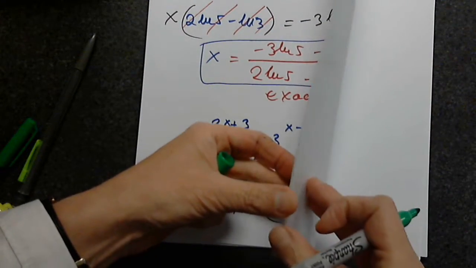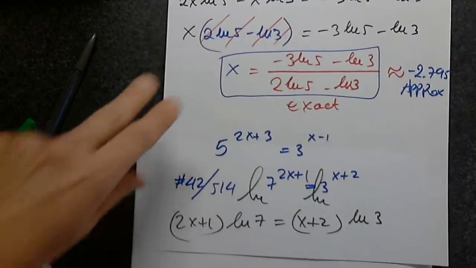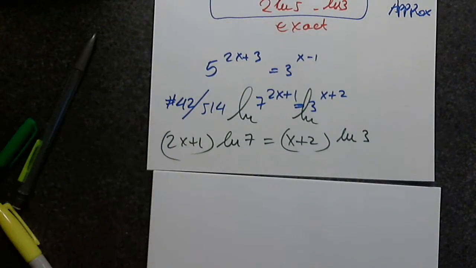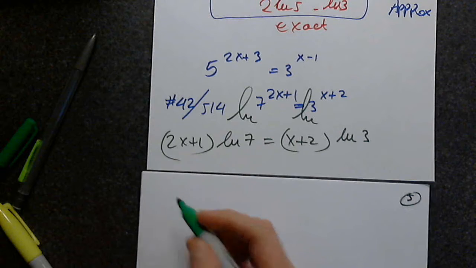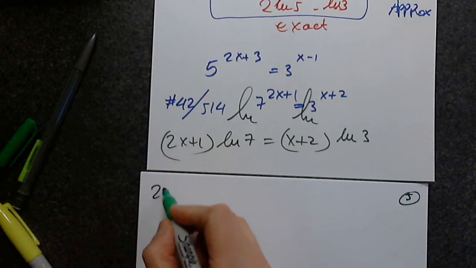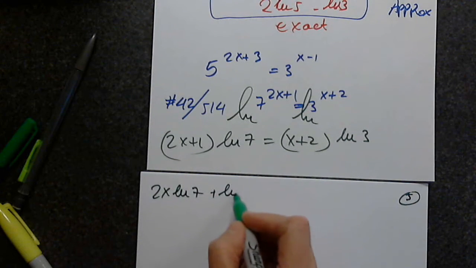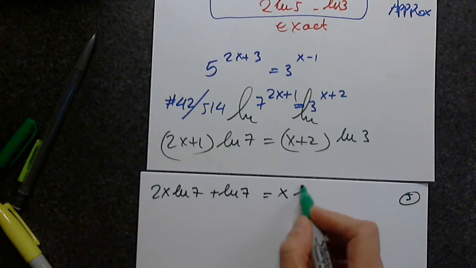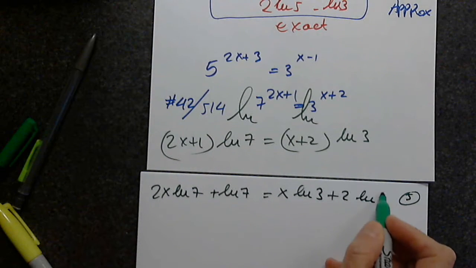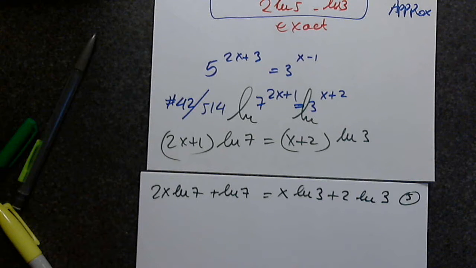And remember, this is just a number. Don't be afraid of it. It's just a tiny number. It looks sophisticated, but it's really not. 2x natural log 7 plus natural log 7 equals x natural log 3 plus 2 natural log 3. Next step, please.